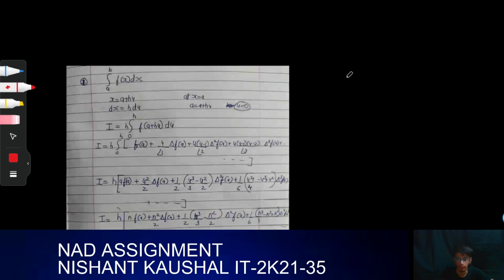Here we can see in this image how we have derived it. So let us consider a function fx which we have to integrate from a to b.